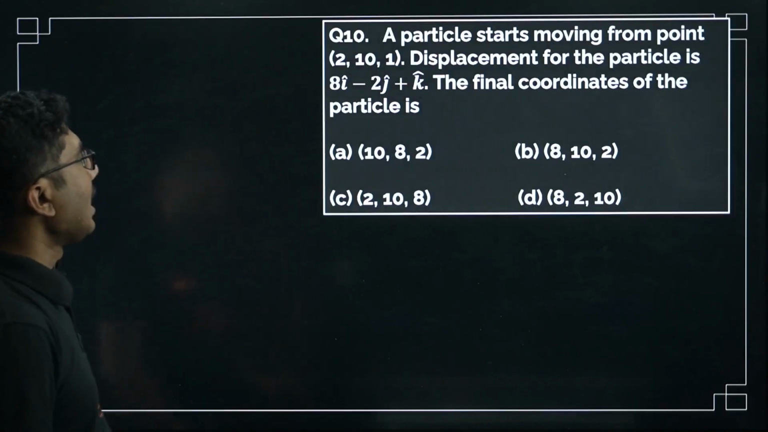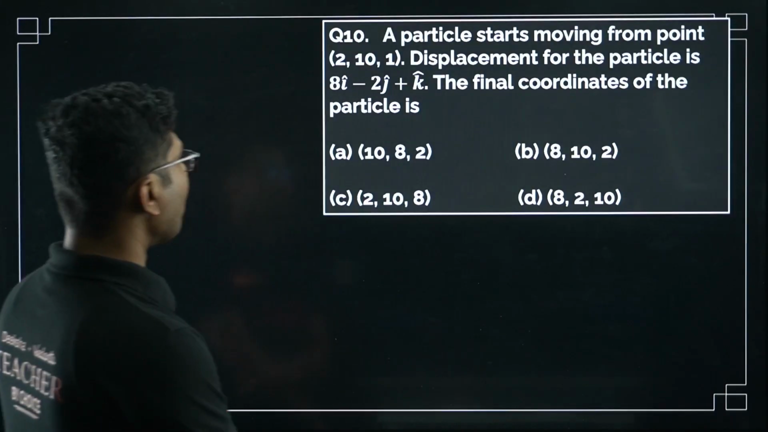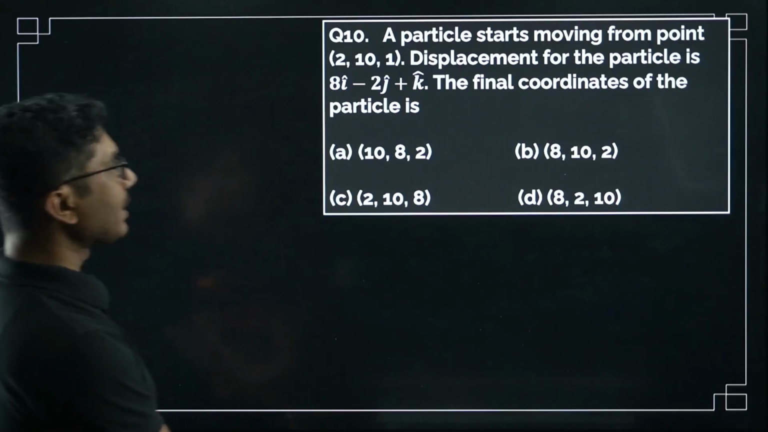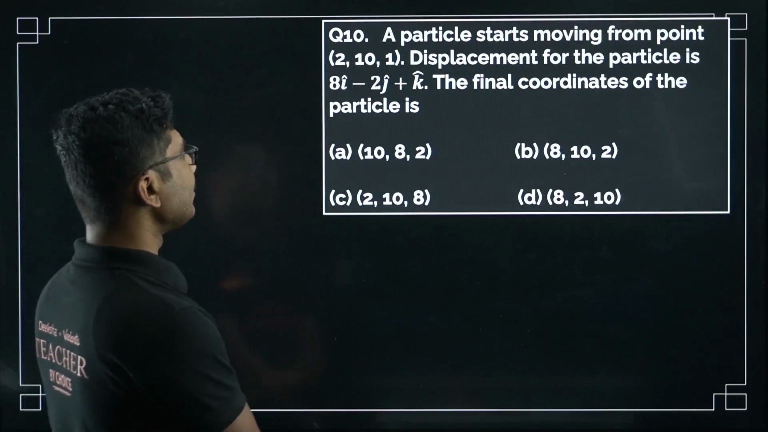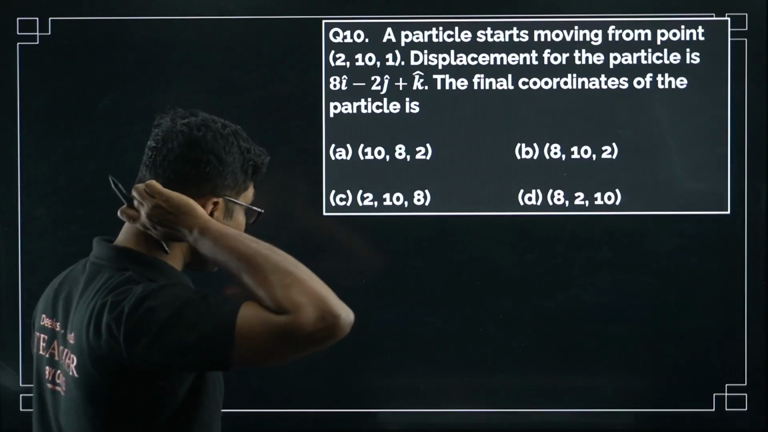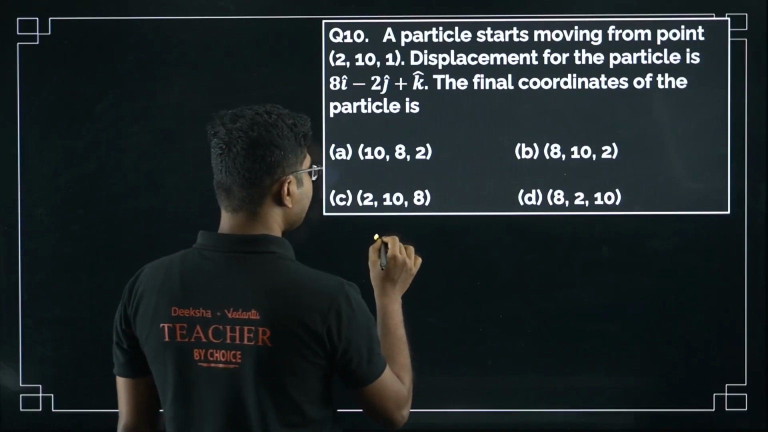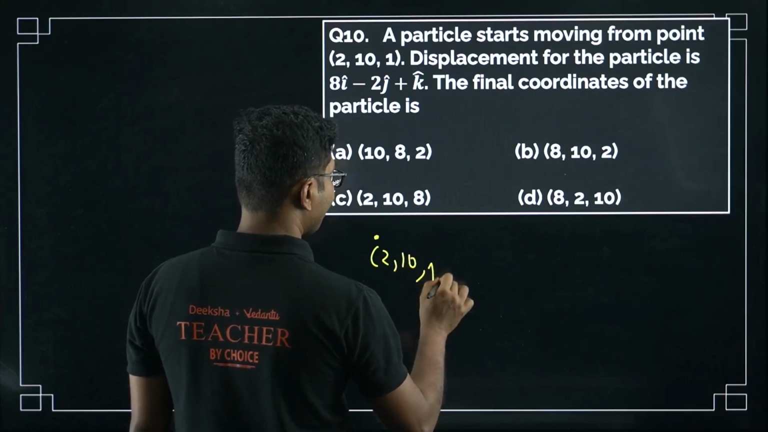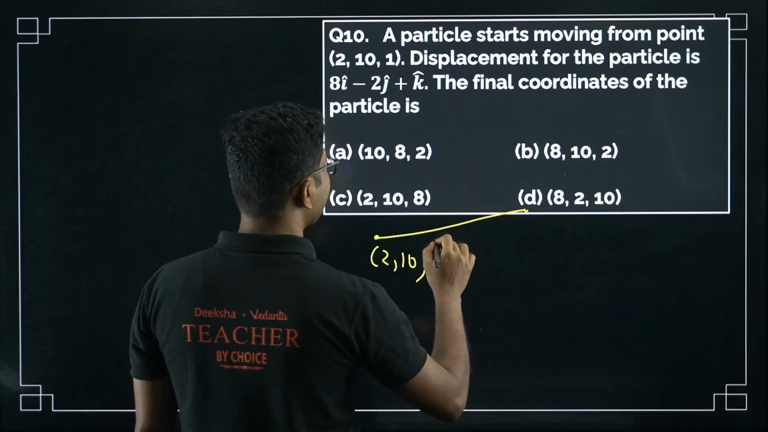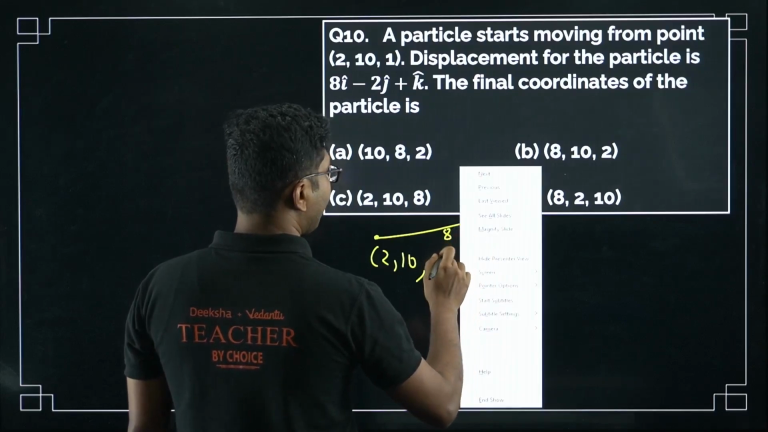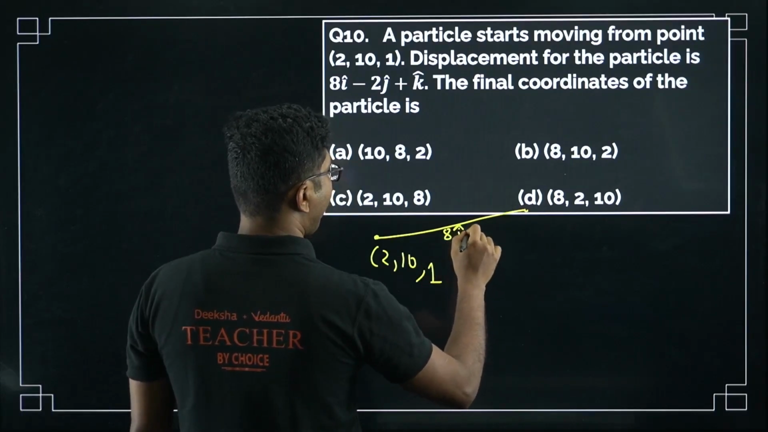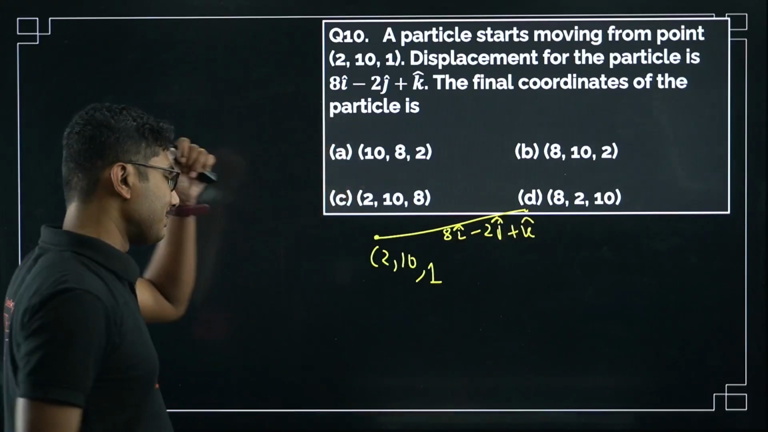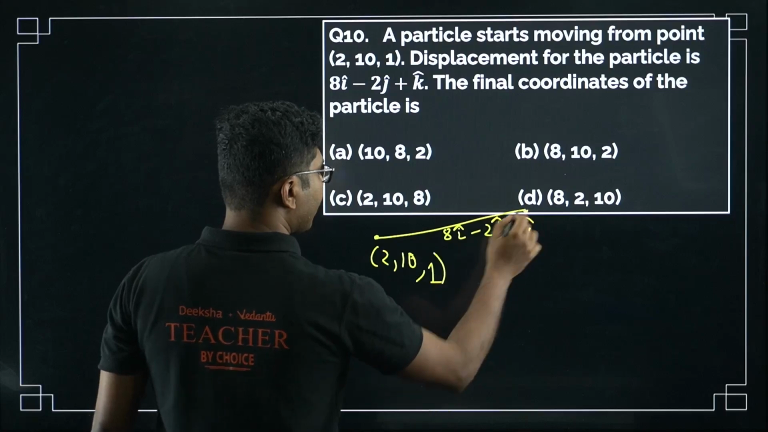Next question. A particle starts moving from point 2, 10, 1, displacement for the particle is 8i minus 2j plus k, the final coordinates of the particle. So starting point is basically 2, 10, 1, and final displacement is given by 8 i cap minus 2 j cap plus k cap. So how to find the final point? Very easy.